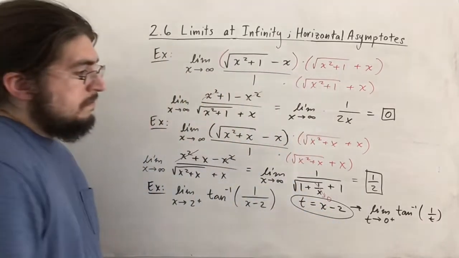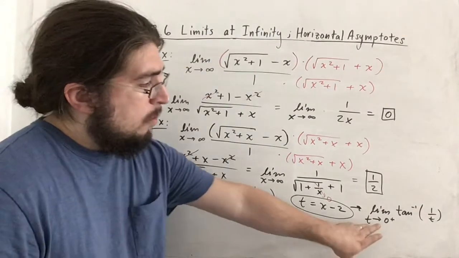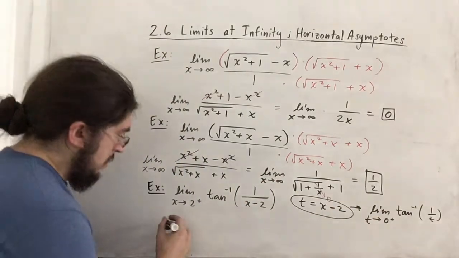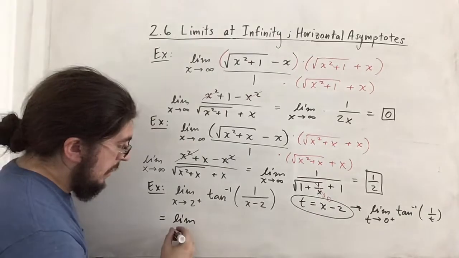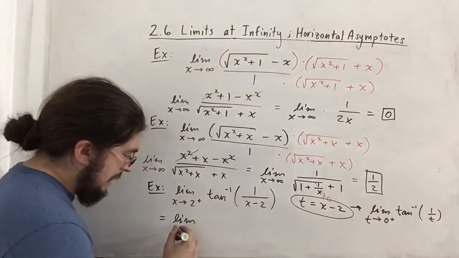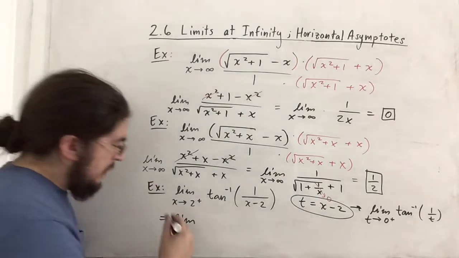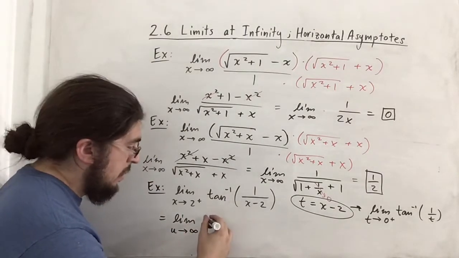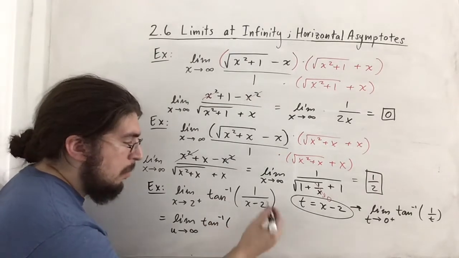Great. Now the last substitution I want to make is to say the following. When t goes to 0 from the right, 1 over t will approach infinity. So really this is the same as the limit as, I don't want to go back to x, I guess we could use u, the limit as u goes to infinity of tangent inverse of, not 1 over u, but just u itself.